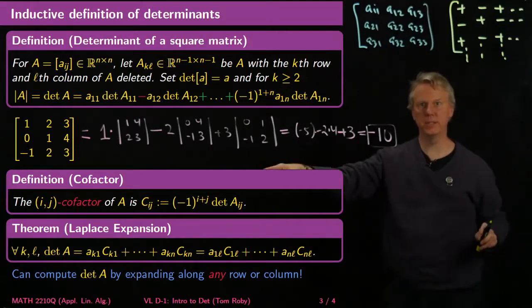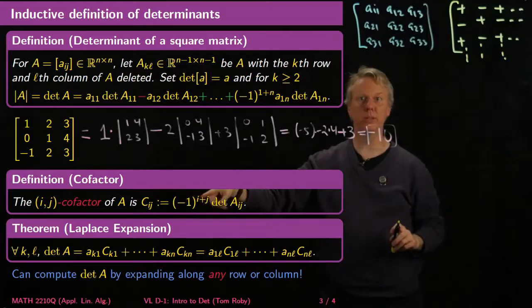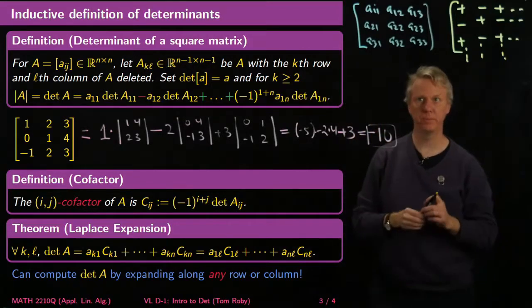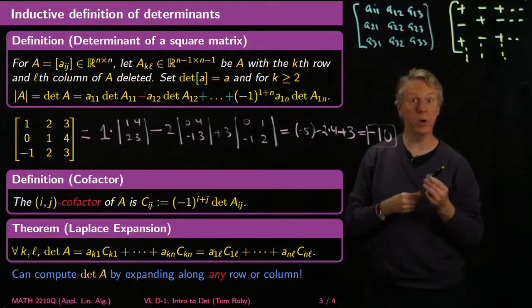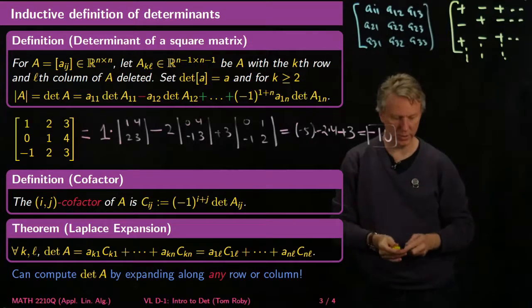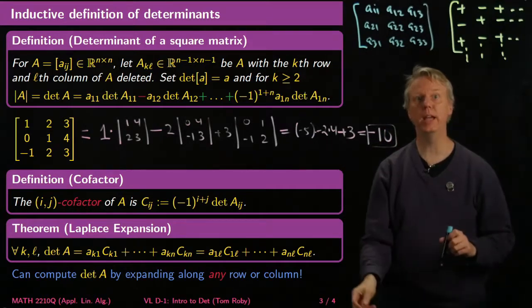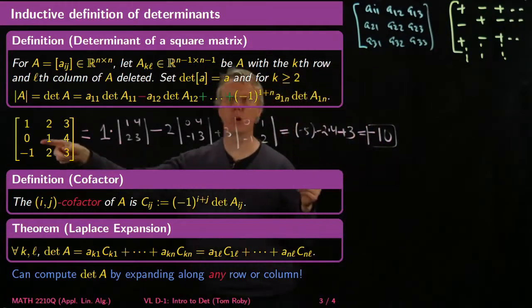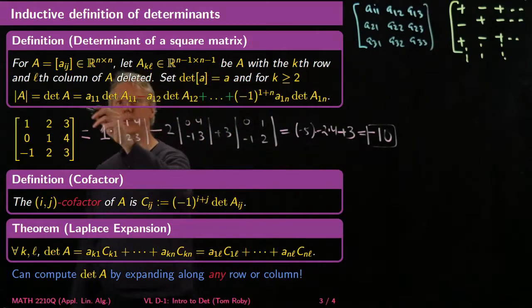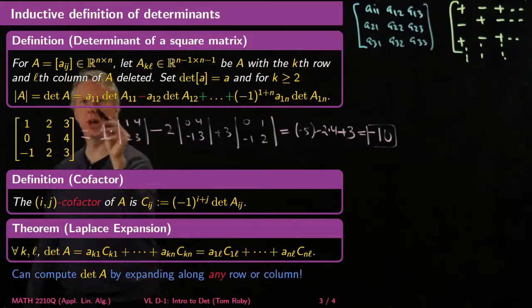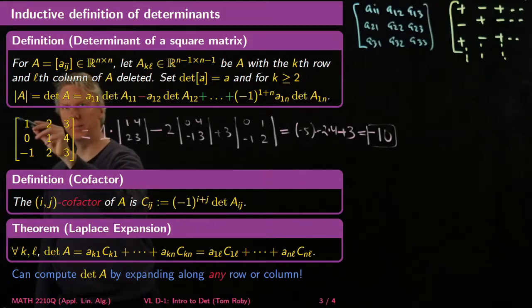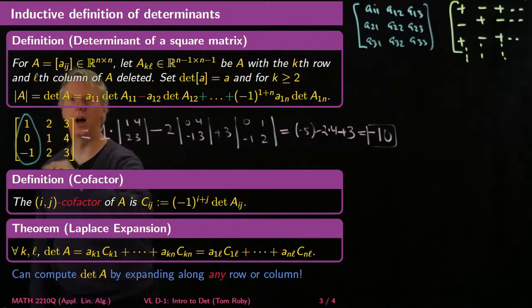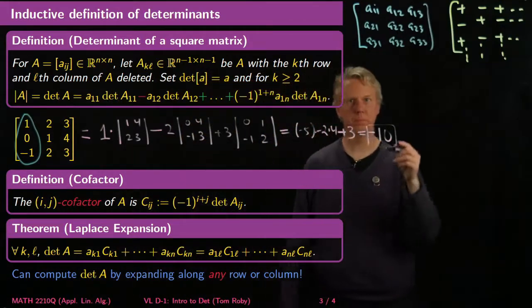Okay, so that's what this sign, (-1)^(i+j), is really telling you. Now let's see what would happen if we tried to redo this computation using a different row or column. Instead of expanding along the top row like we just did, let's expand along this column. What will we get?